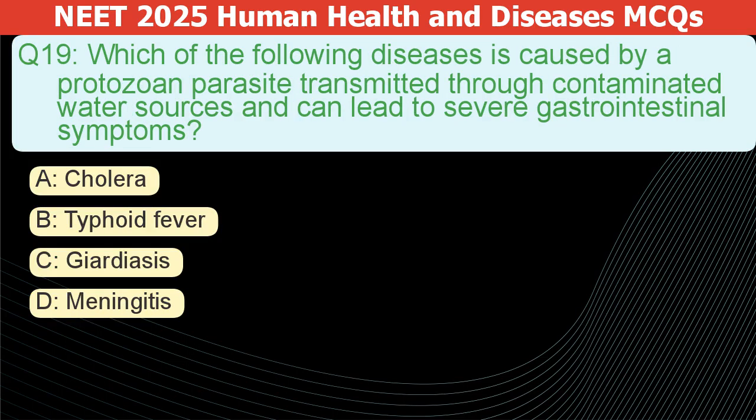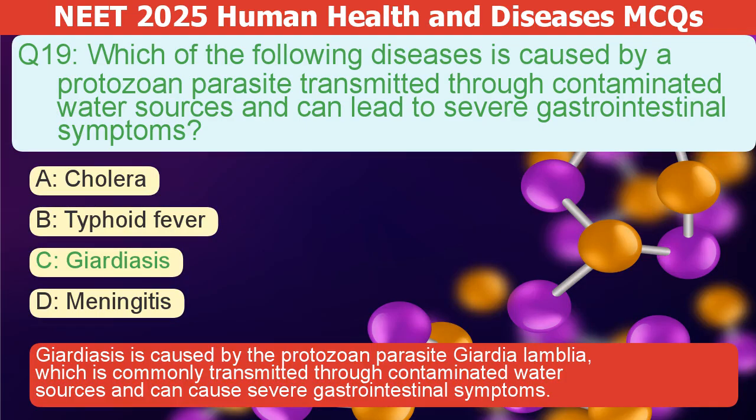Which of the following diseases is caused by a protozoan parasite transmitted through contaminated water sources and can lead to severe gastrointestinal symptoms? A. Cholera. B. Typhoid fever. C. Giardiasis. D. Meningitis. The correct answer is C. Giardiasis is caused by the protozoan parasite Giardia lamblia. It's commonly transmitted through contaminated water sources and can cause severe gastrointestinal symptoms.